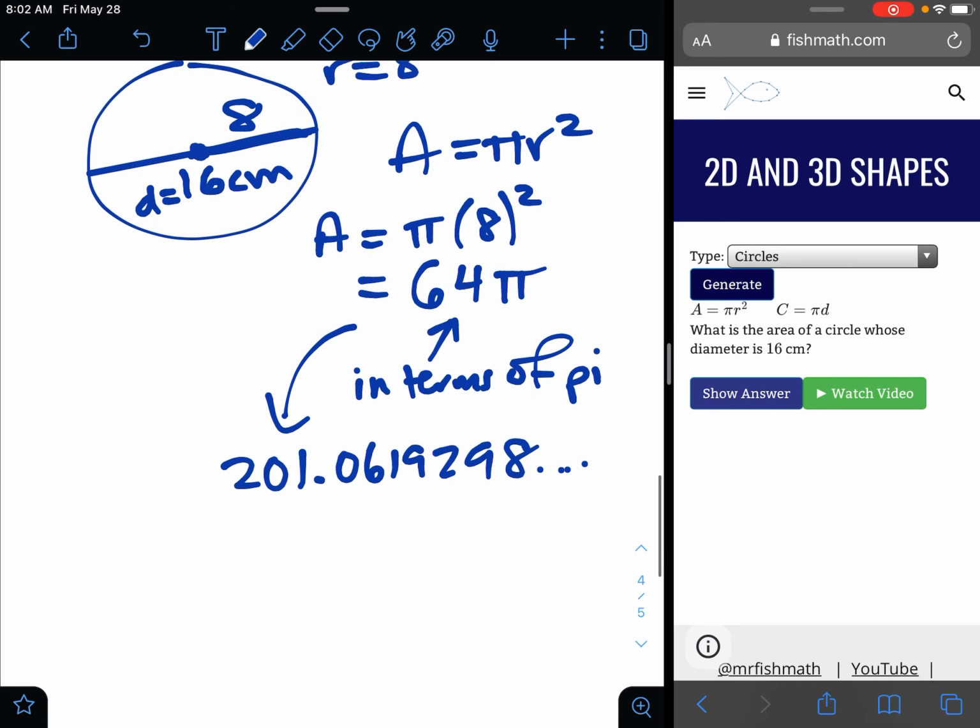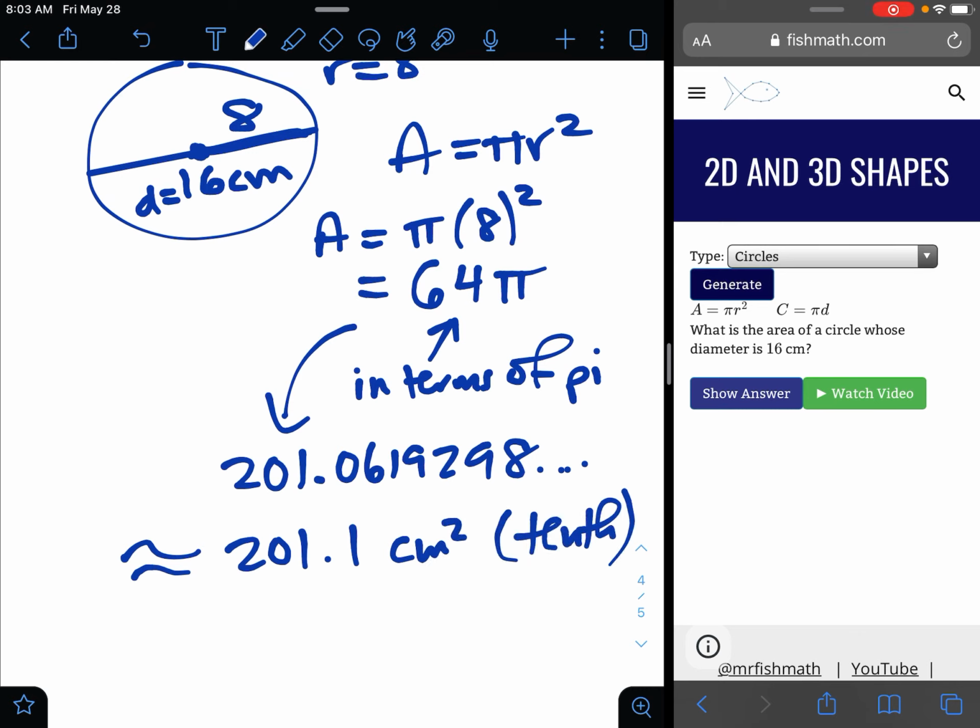So rounding to the nearest tenth, this 0 here either stays a 0 or goes up to a 1, all based on the number after it. The 6 after it tells the 0 to go up to a 1. So that would be about 201.1 centimeters squared to the nearest tenth. Or we could do nearest hundredth. That would be 201.06 or 07. The 1 after the 6, though, tells the 6 to stay at a 6. So 201.06 centimeters squared would be rounded to the nearest hundredth.